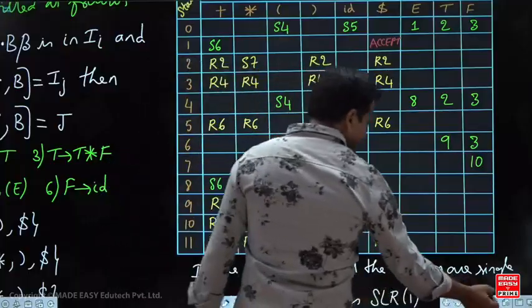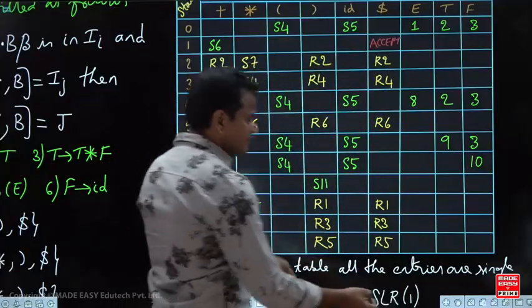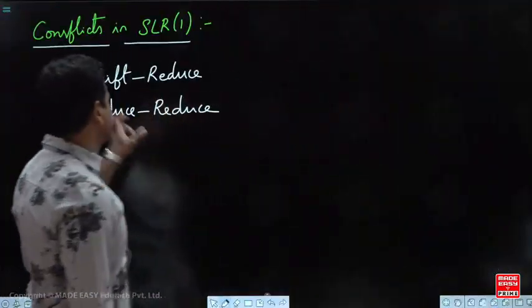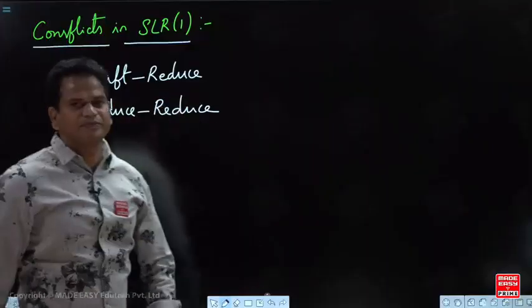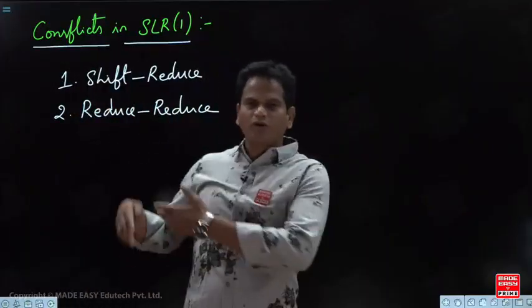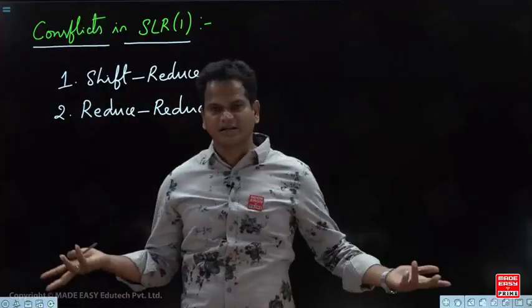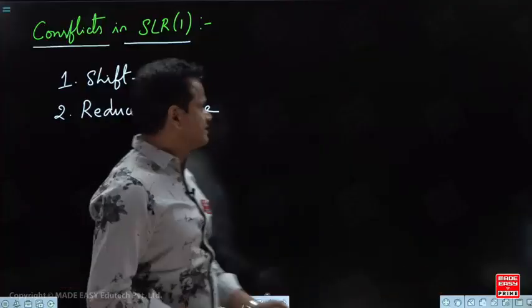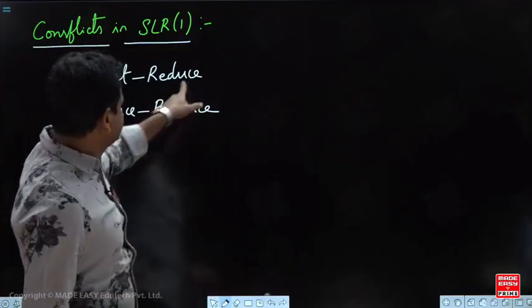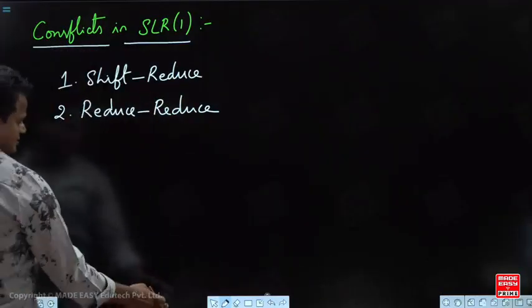So when we say it is not SLR(1), whenever a single box contains either shift-reduce or reduce-reduce, then it is not SLR(1). If there are no multiple entries, then it is SLR(1). Now what is the chance of getting this shift-reduce conflict?